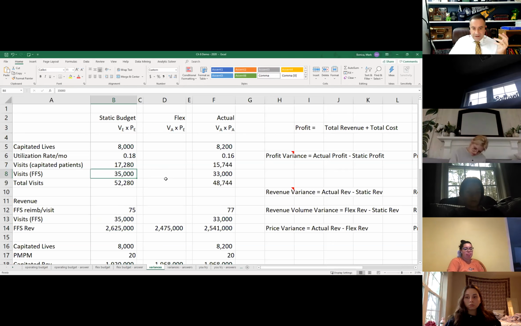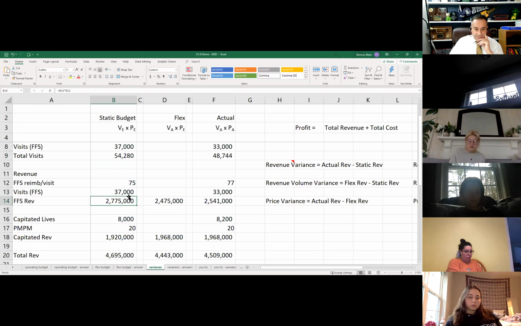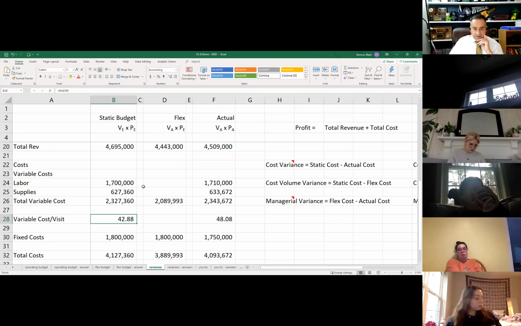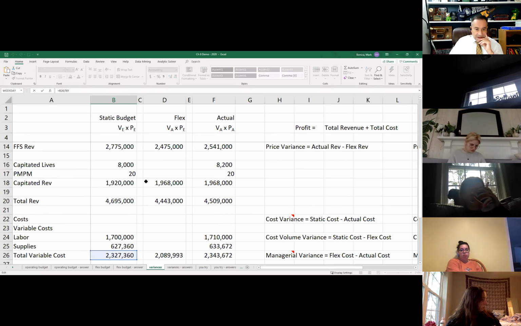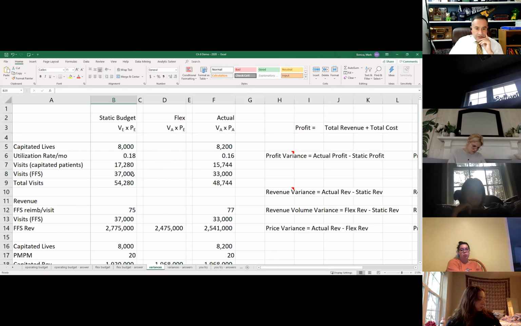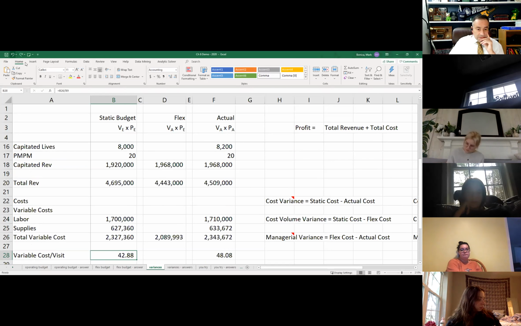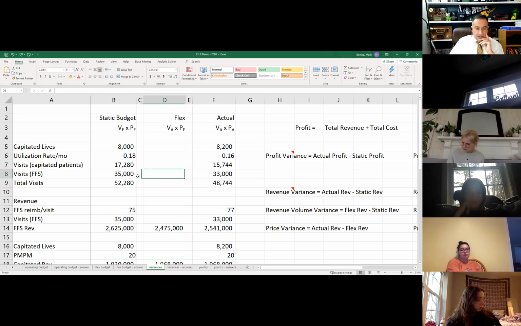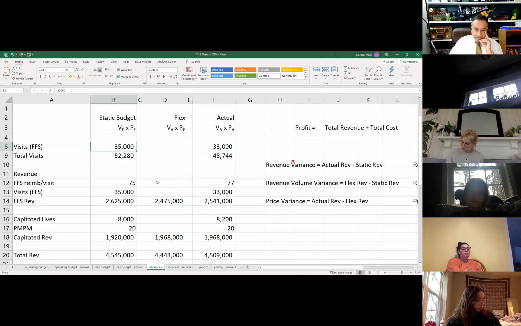If I was to go change that, if maybe instead of planning to have 35,000 visits, I think I'm going to have 37,000 visits, I could just change it once, and it's going to carry through down here. It'll change my fee-for-service revenue, and it'll also change my variable cost per visit, because that's pulling the total number of visits from up here in the static budget. If you do this properly, in the sense of setting up the model so that it refers back to the same set of cells, you can very quickly manipulate the model and your assumptions.